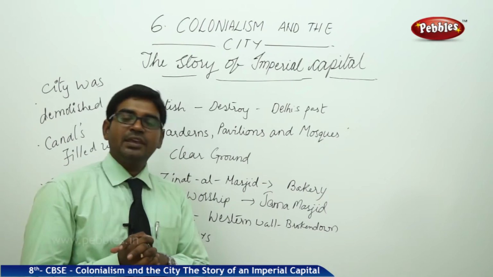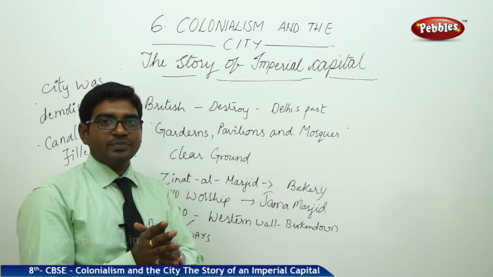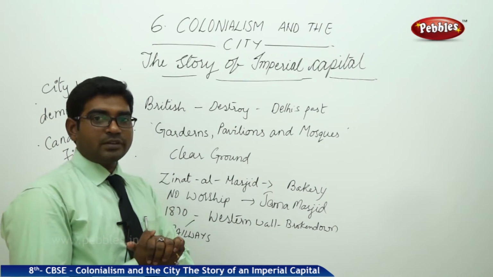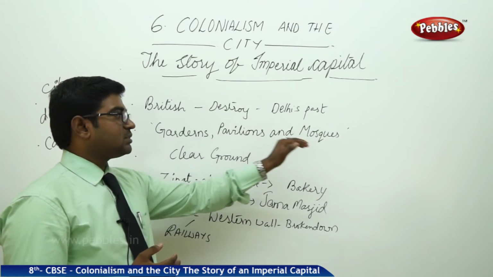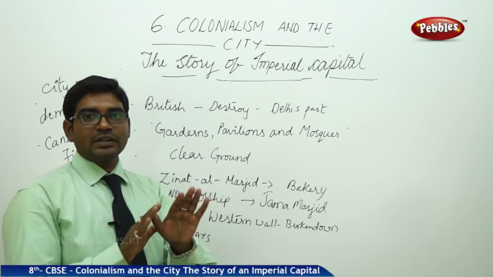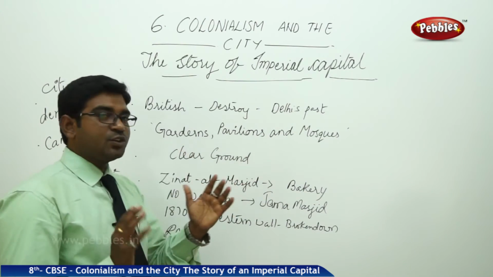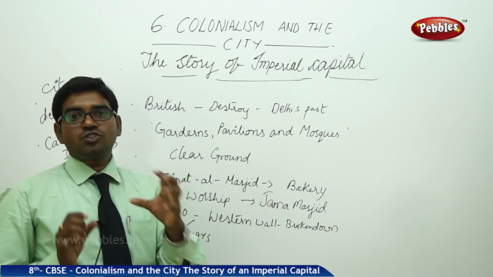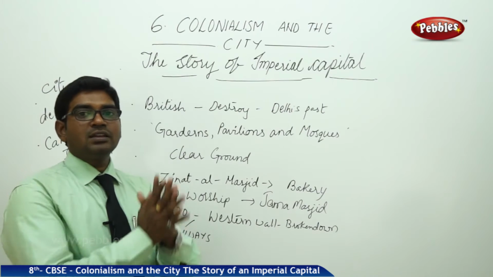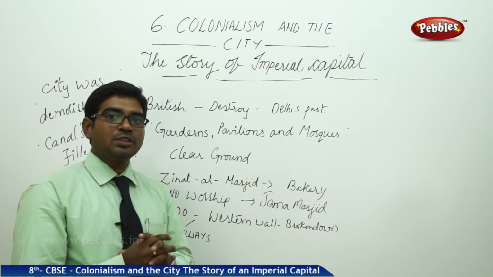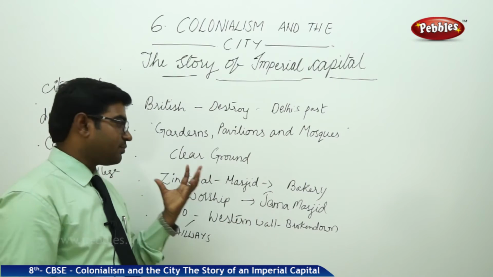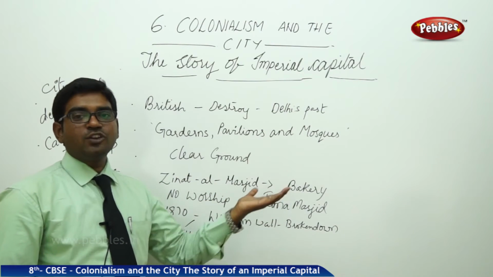Is it possible? Yes. So for that reason, they started to clear the gardens in front of the Mughal Red Fort. The pavilions and the mosques were crushed and cleared because, for security reasons, they wanted clear grounds. They wanted to create a new city, different from the one earlier ruled by the Mughals. And Zinat Ali Masjid, a famous mosque, was converted into a bakery.